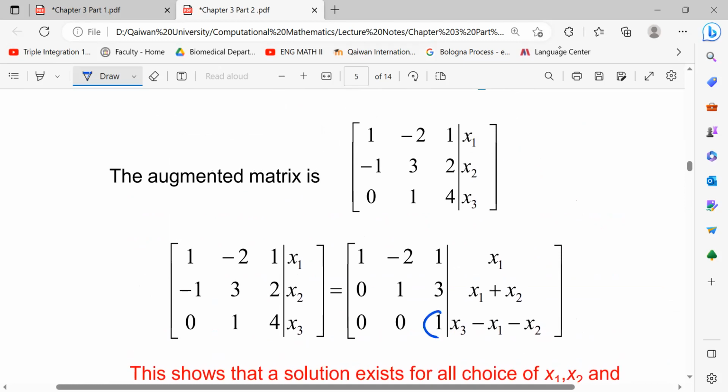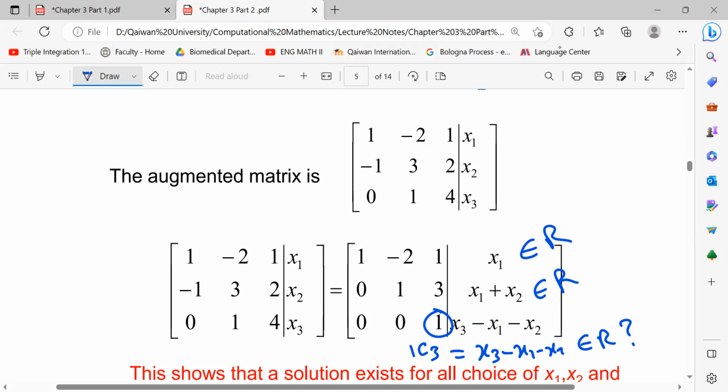Look, here we get 1 c3, so c3 is x3 minus x1 minus x2. Is it in R or not? If we have 3 real numbers and we sum and subtract them, is it still a real number? Yes, of course, it's still a real number. That means it's still in R, and this is in R, and this is in R.